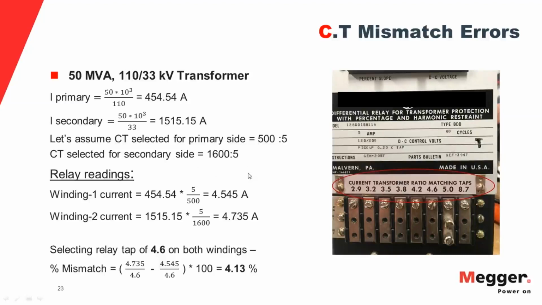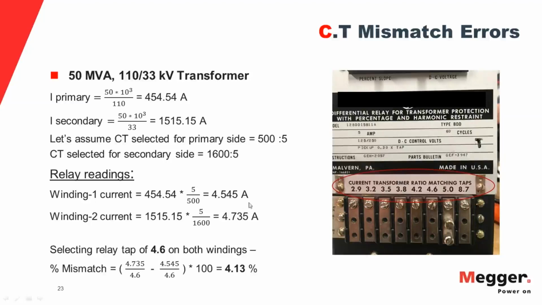If I do that, I would get a mismatch of 4.13%, and this mismatch is between the currents of winding 1 and winding 2. And this mismatch can lead to a value of operating current higher than the set and could lead to differential being operated. So how do we address this problem?